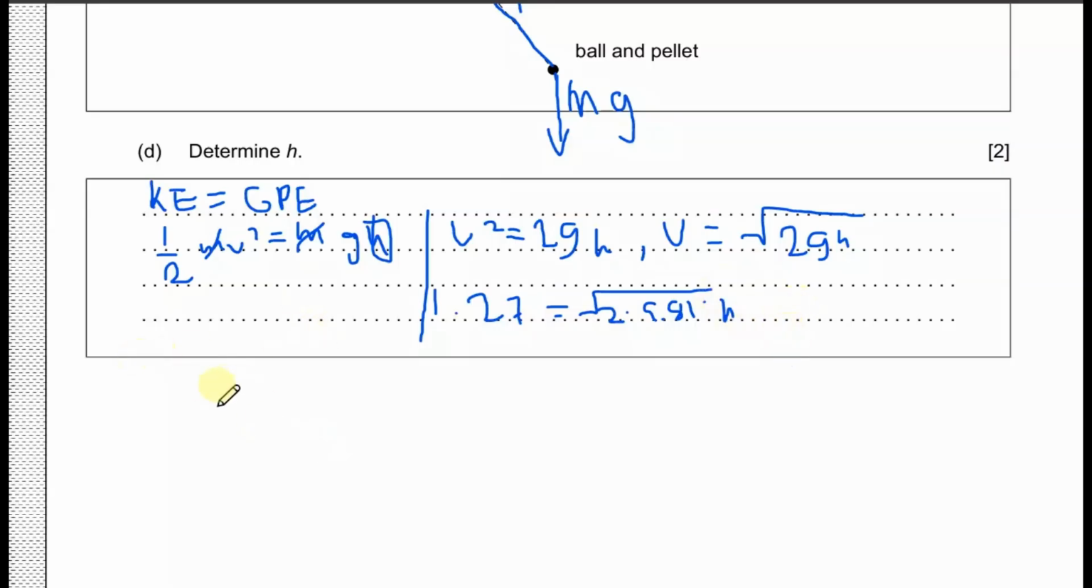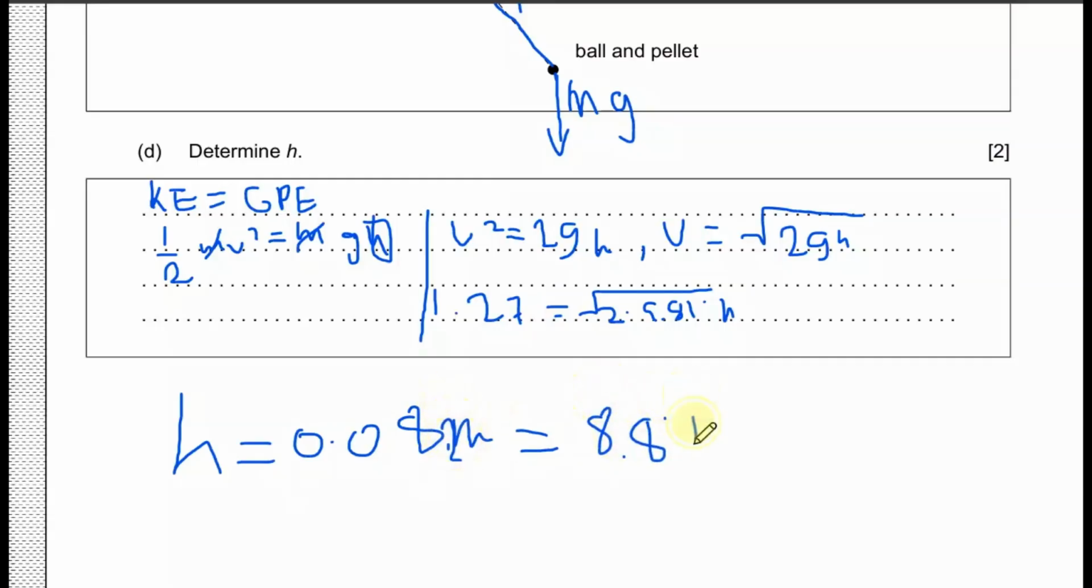And then you can use your calculator, whatever you would like to solve, but h in this case would now be equal to 0.08 meters, and it's written in the mark scheme as 0.082, or 8.2 times 10 to the minus 2 meters.